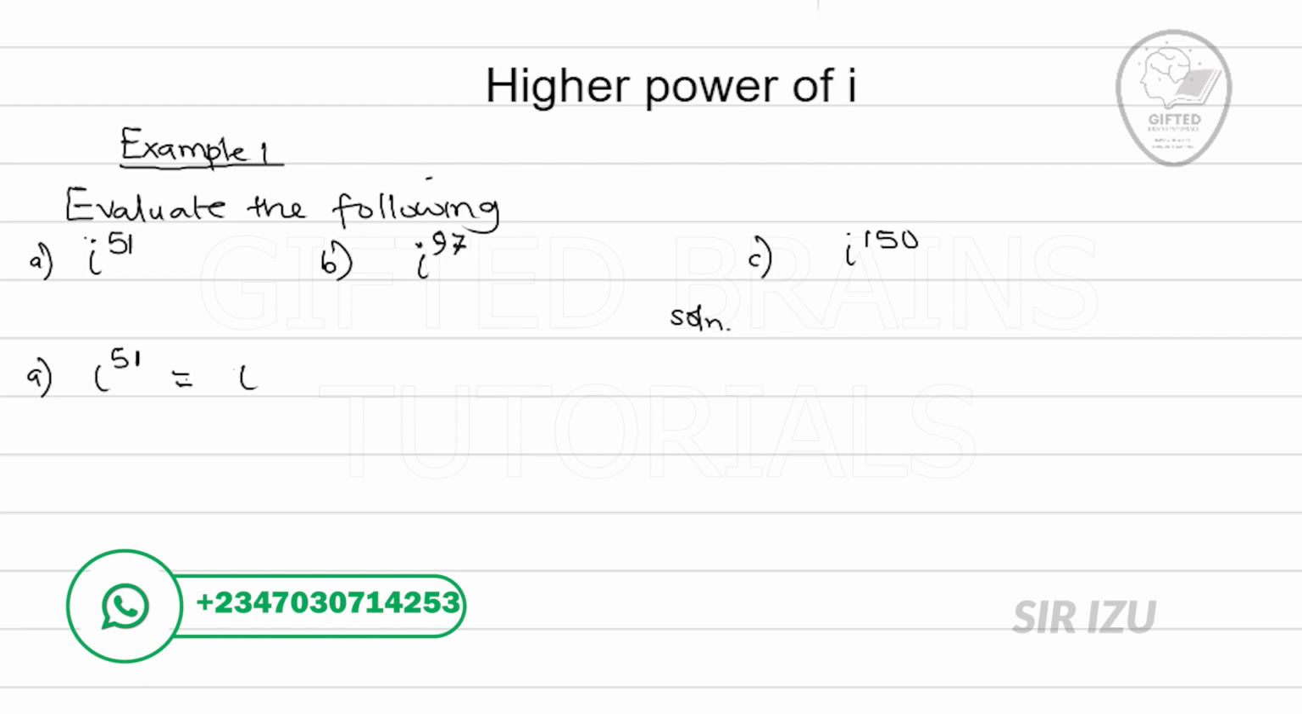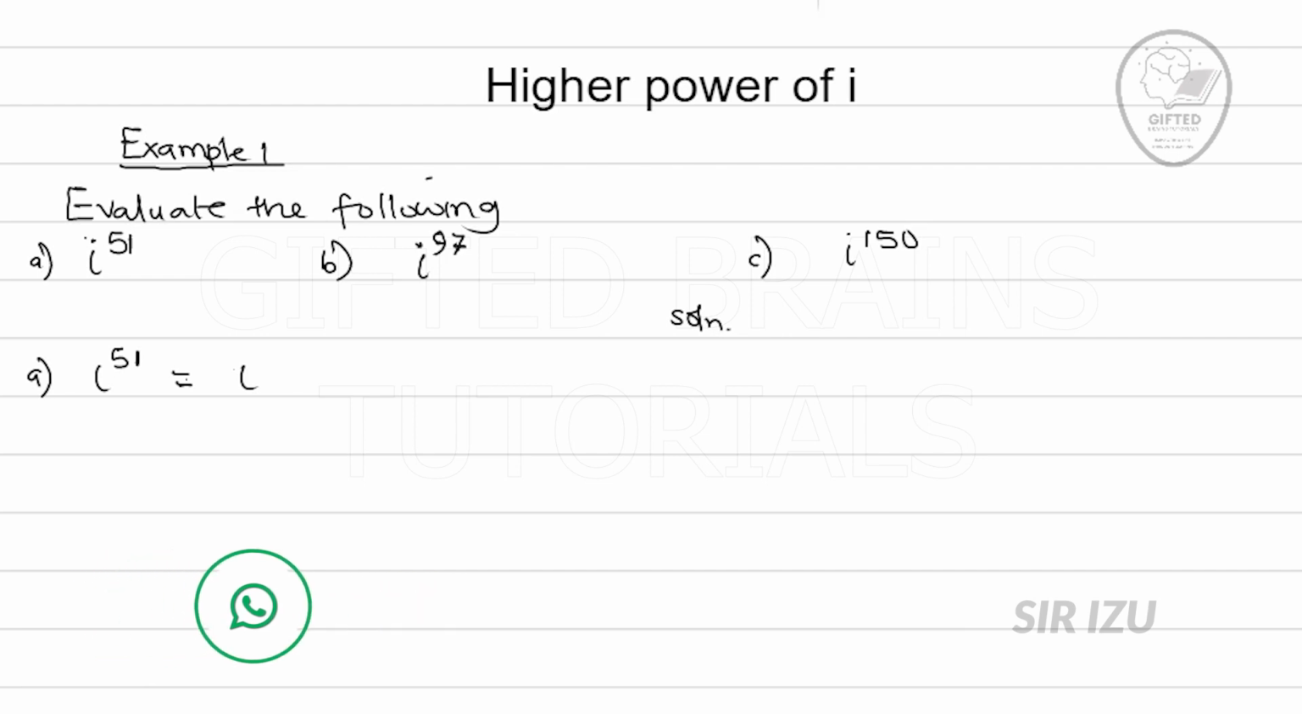All I just need to say is, what's the multiple of 4 closest to 51? The multiple of 4 closest to 51 is 48. So I'm going to express that as i raised to power 48 multiplied by i raised to power 3, because when you add up these two powers, you get 51.